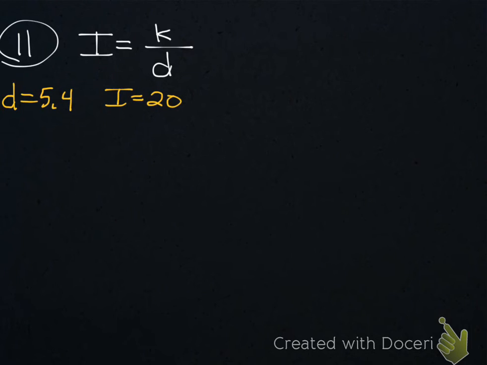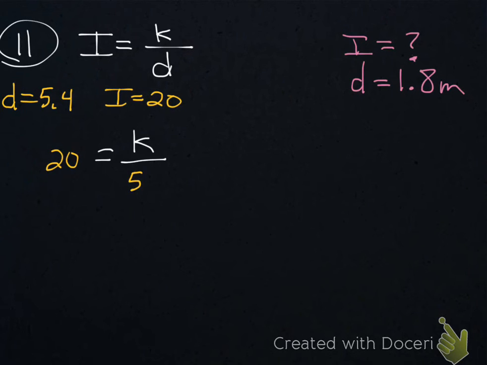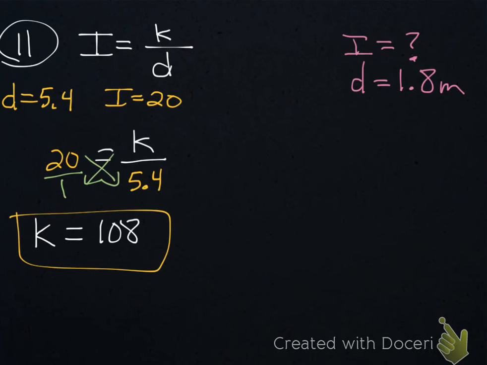So now the second set of criteria. What would intensity measure? So I'm looking for intensity when my distance is what? 1.8 meters away. So now I have enough information to find my K. I'm going to plug that in. I have 20. I have 5.4. Remember, it's a fraction. So I can put the left side over 1 and cross multiply. So I get K equals 20 times 5.4 is 108.